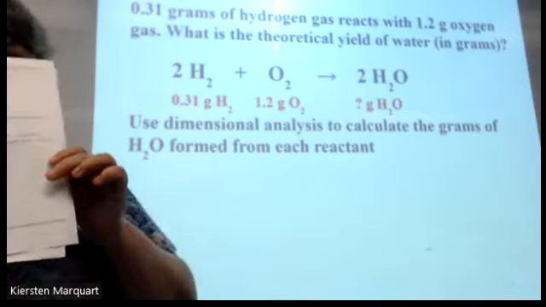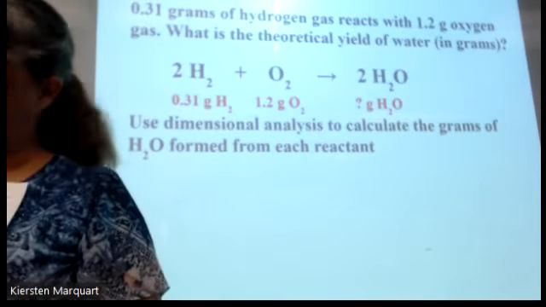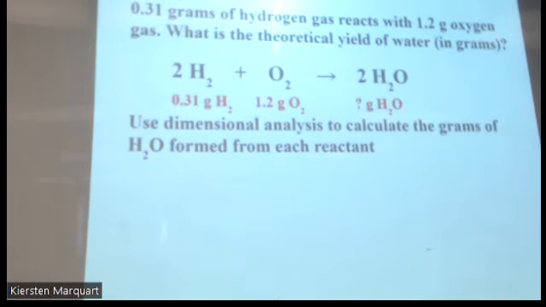Question. Everyone know where we are? Top of the very last page.